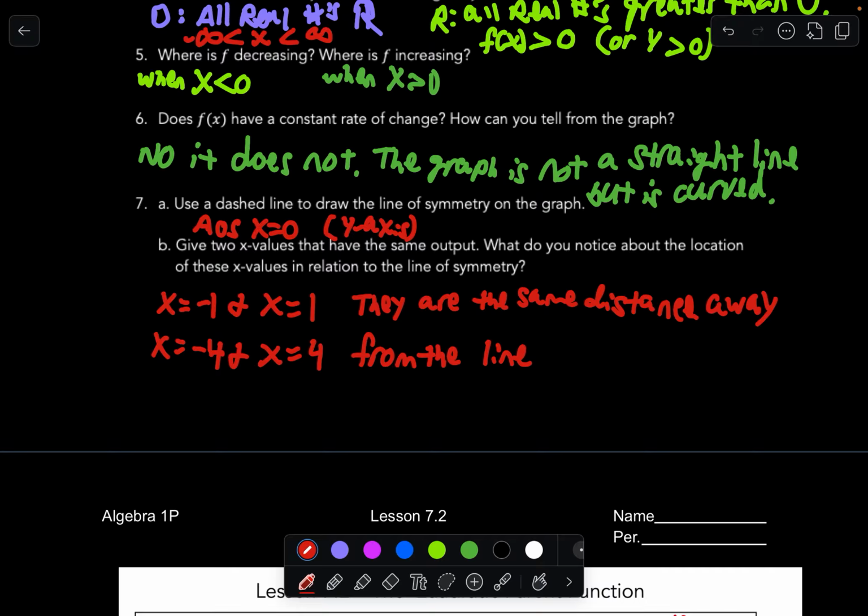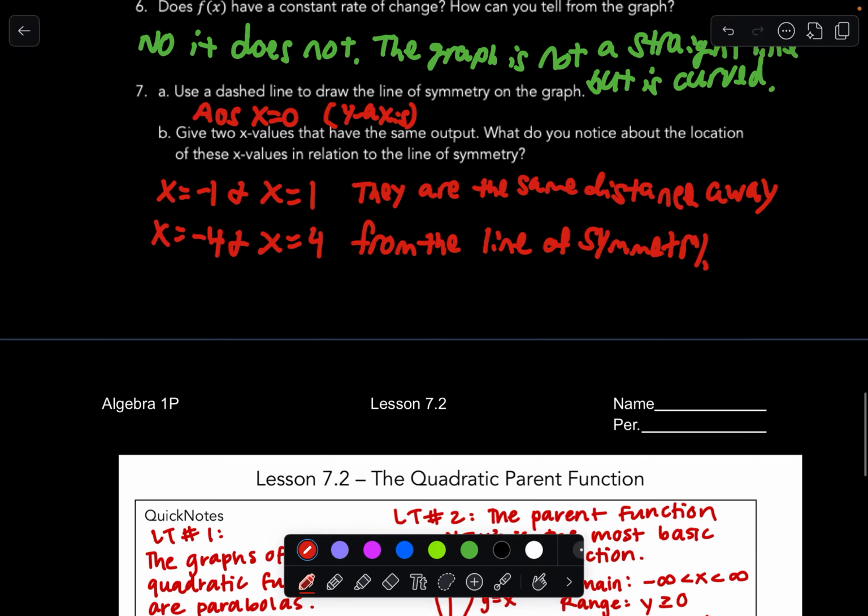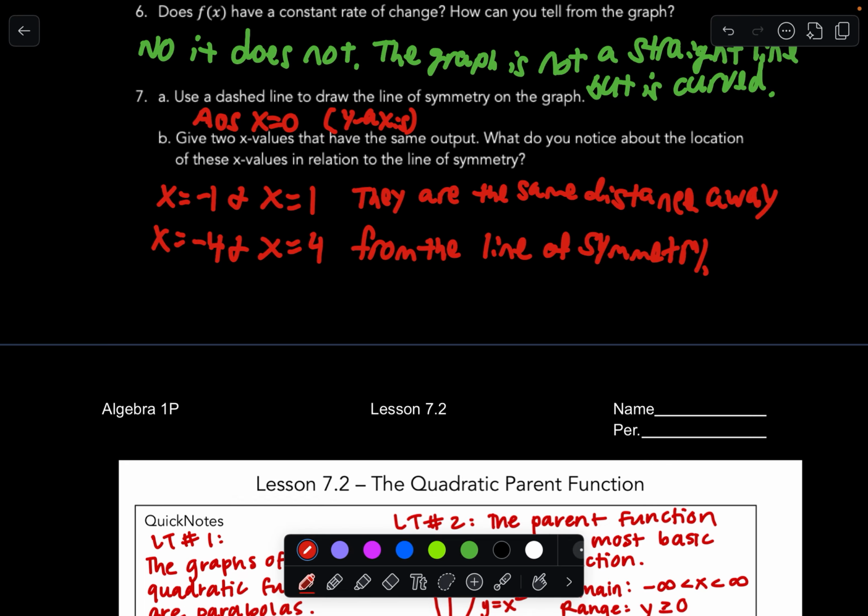From the line of symmetry. And that's always the case. And you'll see when we start graphing these, you'll see me find the vertex, and I'll move over the same distance from the vertex and go up the same amount each time. And that makes graphing these a lot easier.